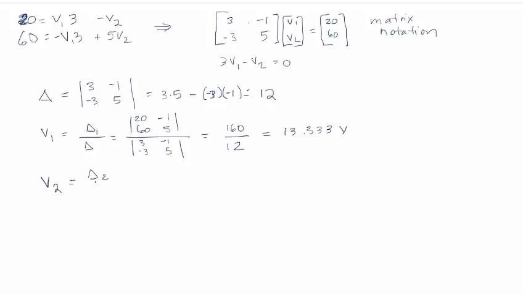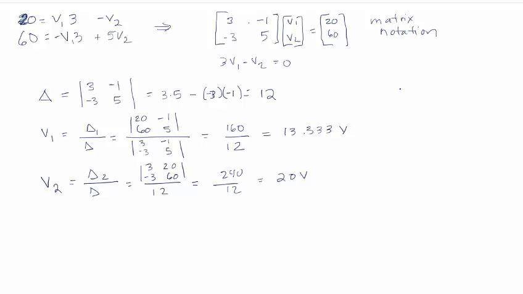V2 is determinant 2 over determinant of the denominator. So we already know that is 12. This time you put the first column back, and we're finding number 2, so you substitute the second column in, 20 over 20 and 60, and you compute that determinant, and you will get 240 divided by 12, which is 20 volts. So same answers that we got before, and then you can go back and calculate the currents if you want.